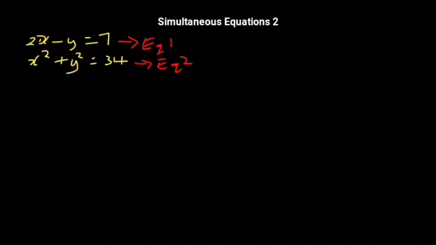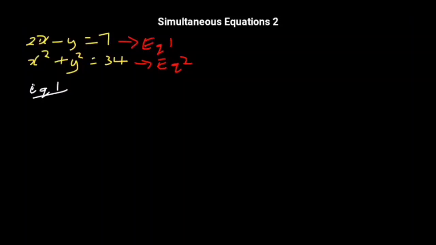Looking at our equations, we need to make one of them equal to either x or y. So we're going to use equation 1 and try to make y the subject of the formula, since y is by itself. So we have 2x minus y is equal to 7. Our minus y is negative, so let's try to make that positive. So we have 2x is equal to 7 plus y. So our y is now positive.